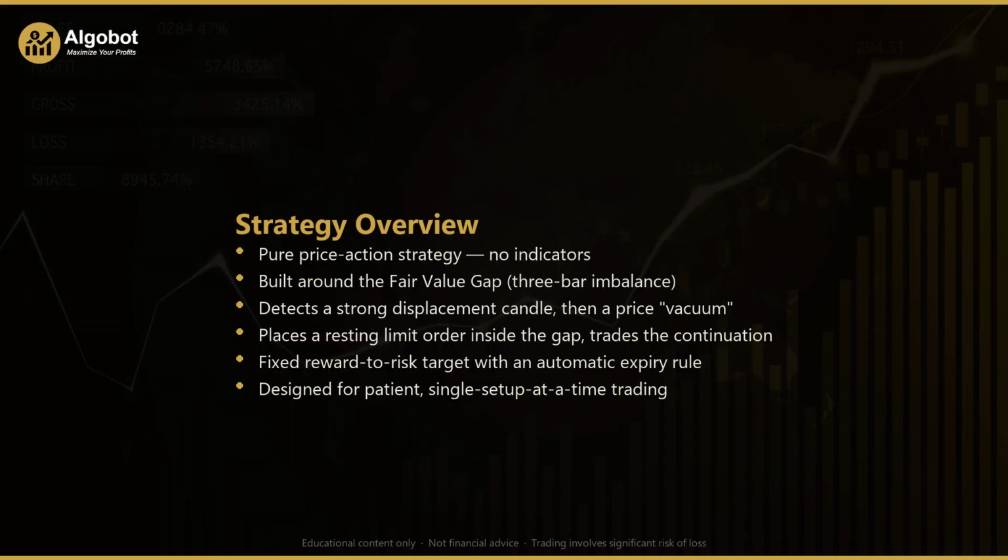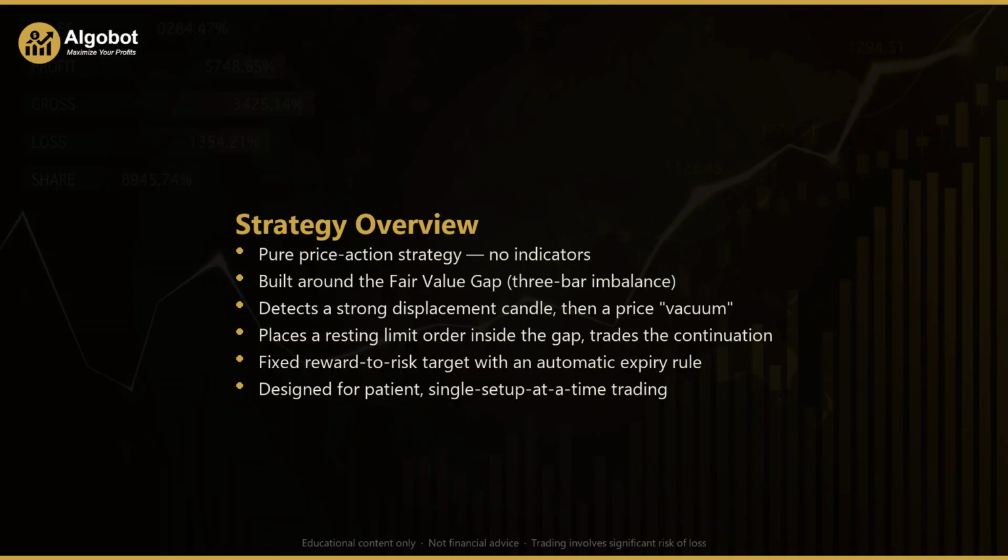Vacuum gap continuation is built on a single, well-known price action concept, the fair value gap, sometimes just called an imbalance. The idea is simple. When one unusually large candle pushes price hard in one direction, it often moves so fast that it leaves a small, untraded pocket behind it, a kind of vacuum in the price. The strategy's whole job is to find that pocket and trade the way price tends to behave around it.